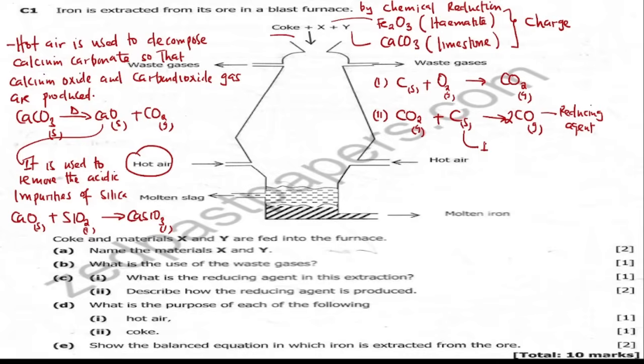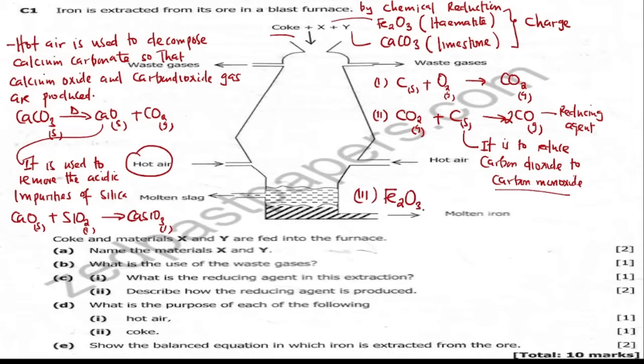Okay, so it happens to be the reducing agent, and the ultimate purpose of the coke in this reaction number 2 is to reduce carbon dioxide to carbon monoxide. Okay, so when the carbon monoxide is produced, this carbon monoxide will react with the iron ore, which is the hematite, and we are going to have molten iron plus carbon dioxide in this chemical reaction.